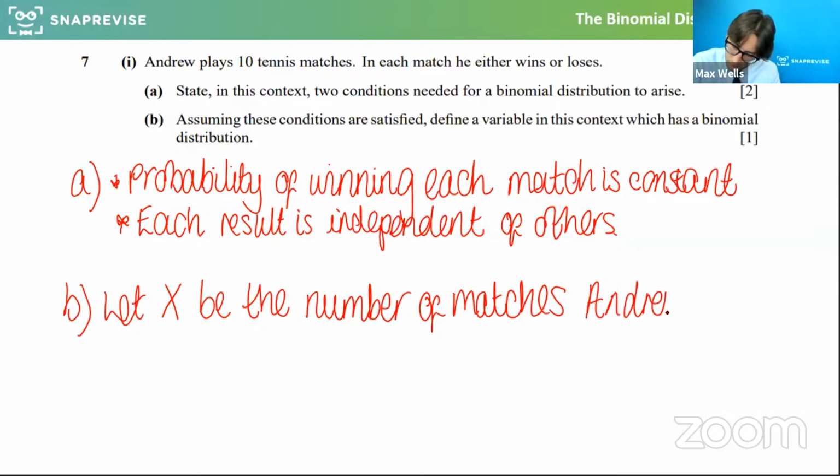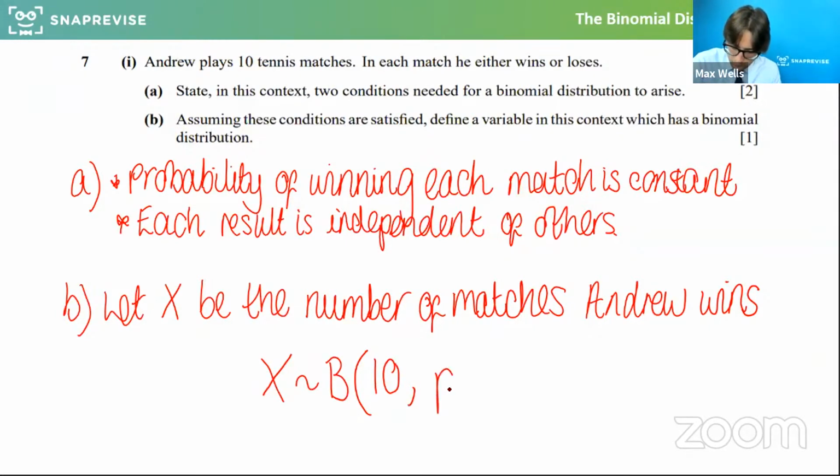And we would then say that X follows the binomial distribution with 10 matches and probability of success as P, because we haven't actually been told it. But if I get told it, I can sub that in. So that was really good. So we're not saying it's equally likely. If they said he's equally likely to win and lose, I would put P as 0.5, but they haven't told us it, so we just put P.